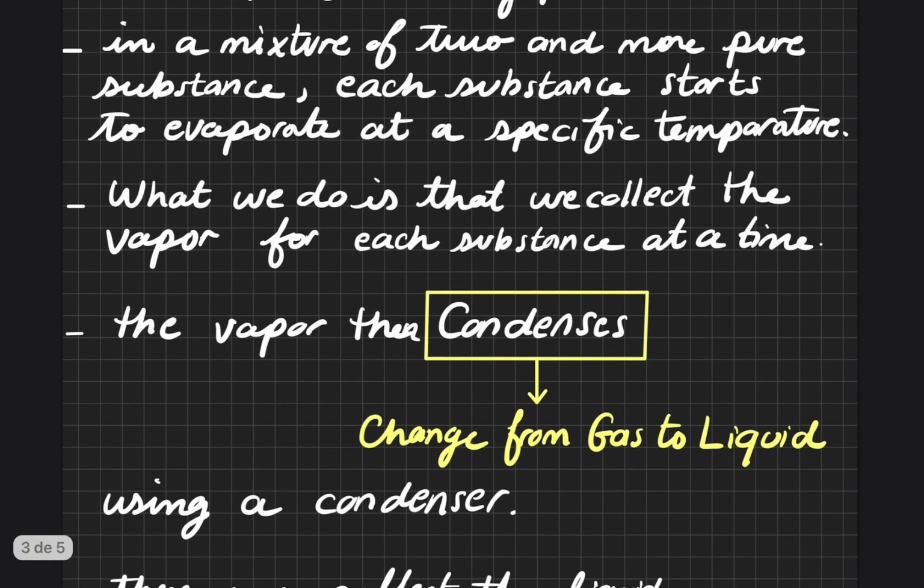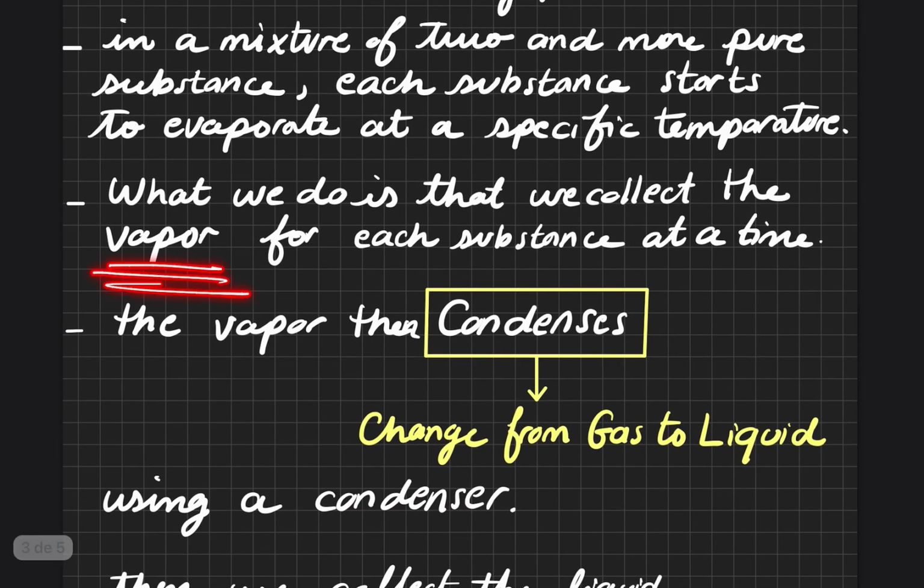So we collect the vapor, or the gas, of each substance at a specific time, and then the vapor condenses. What's the meaning of condense? To condense is to change from gas to liquid. So the vapor that we collected in a specific manner is going to condense. It's going to change from gas to liquid. We know that vapor means a gas. It's in the gaseous state, not in the liquid, not in the solid state.